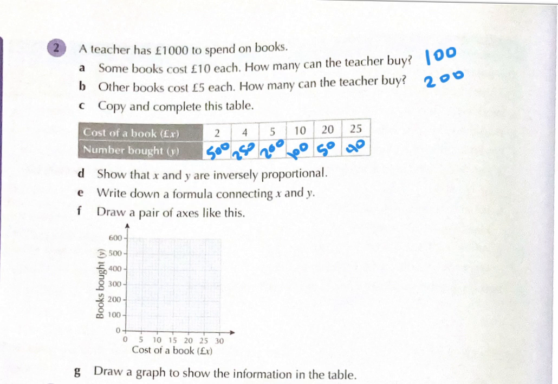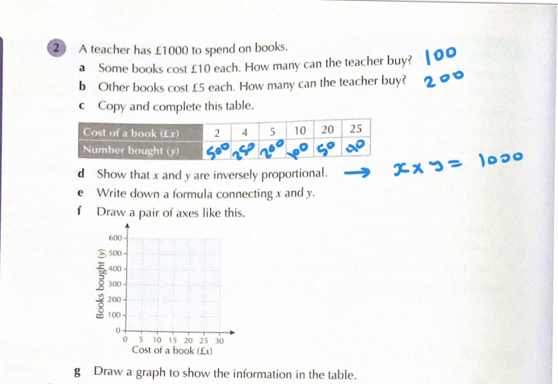Guys, because they are inversely proportional if the product is constant. 2 times 500 is 1,000. 4 times 250 is 1,000. So x multiplied by y is always 1,000. Or you can say that if we multiply x by 2, we divide y by 2. If we multiply x by 5, we divide y by 5. So this is inverse proportion. If we multiply the first quantity by 2, we divide the second one by 2.